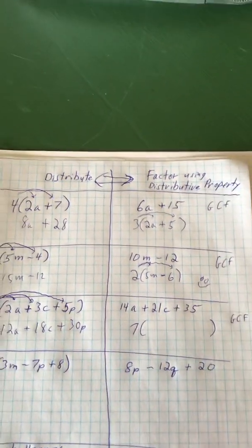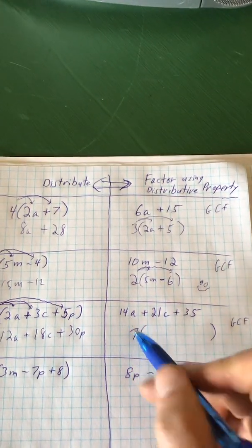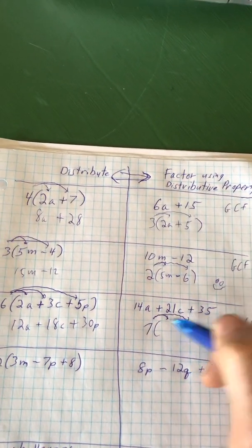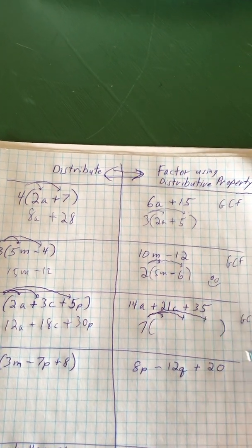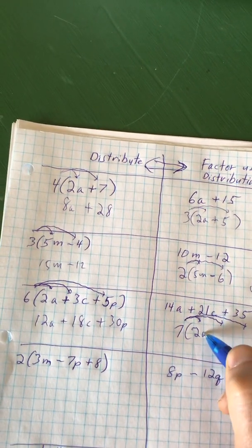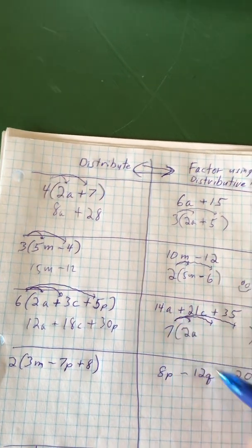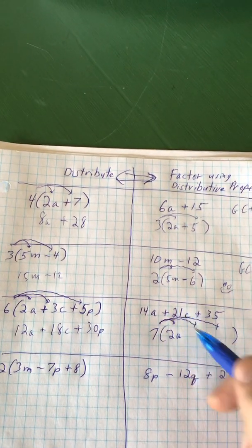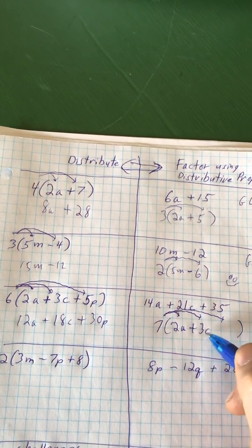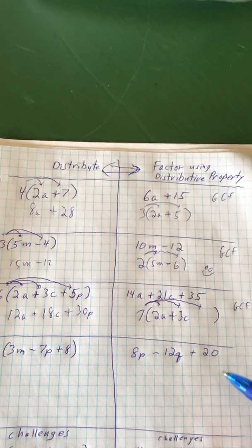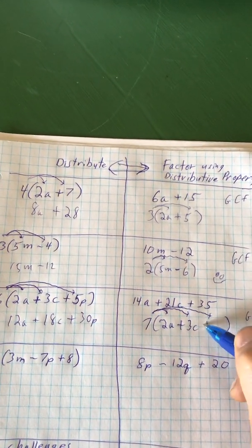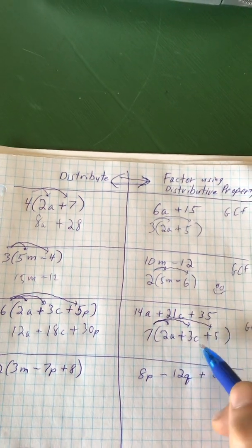Yep. And so then if you divide that by 7, you get 2a. Or if you just double check, 7 times 2a is 14a. And 7 times what is going to be 21c? That's going to be plus 3, because 7 times positive 3c is positive 21c. And the last term, 7 times what is going to be 35? It's going to be plus 5. You have to have a plus or minus in between here.